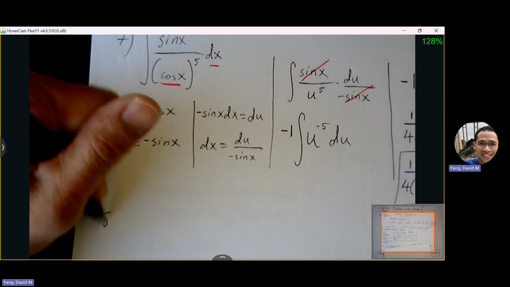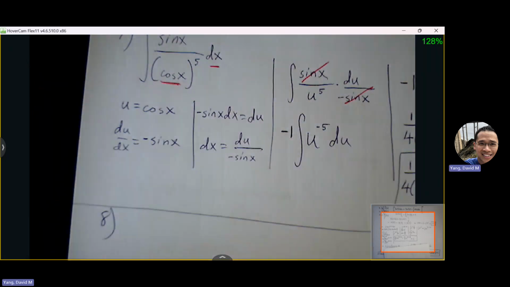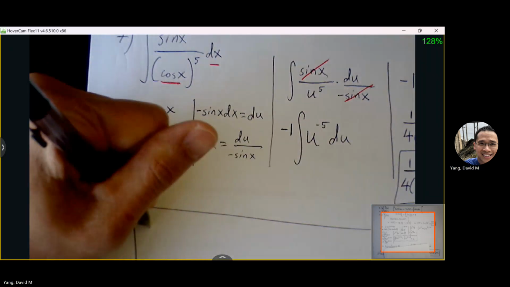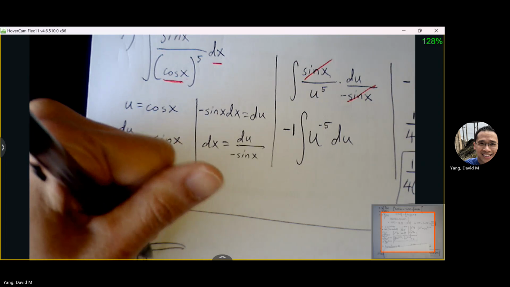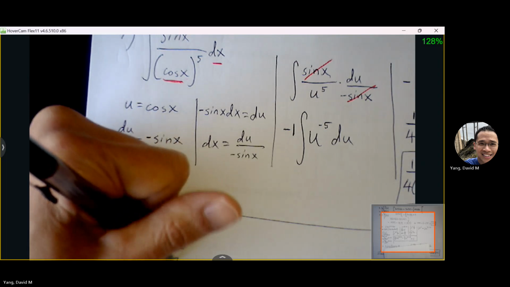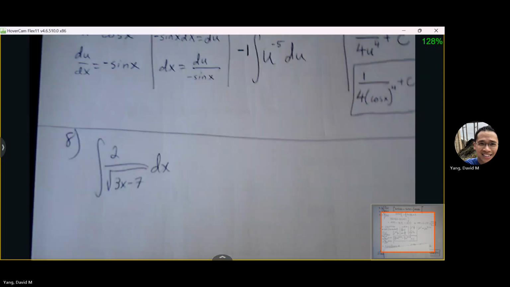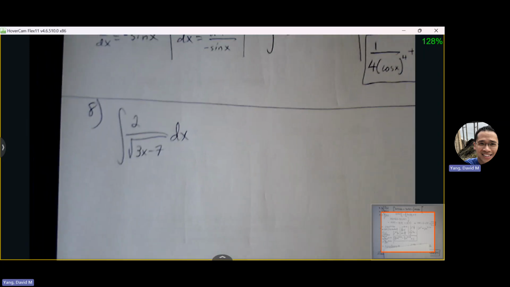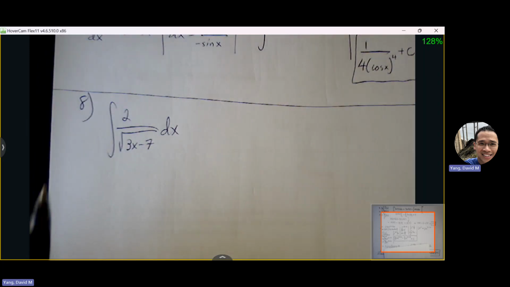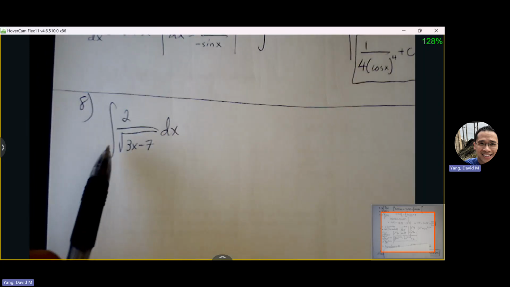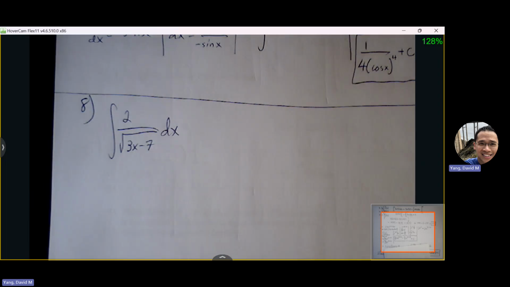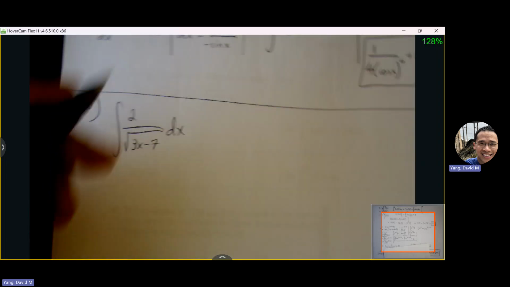Okay, number 8. Too complicated for power rule to handle. As soon as there's more than one term in the denominator, you know that expansion power rule is out of the question.